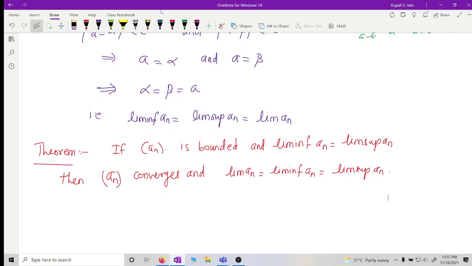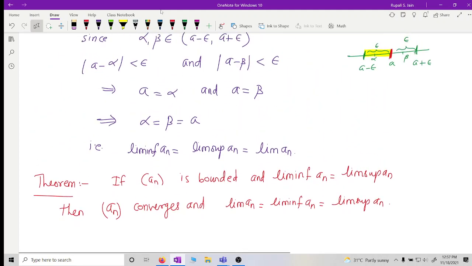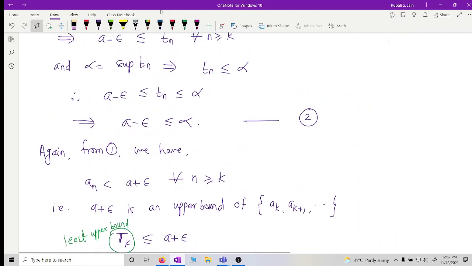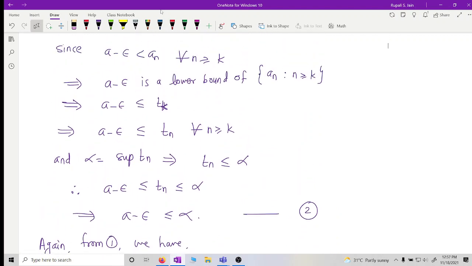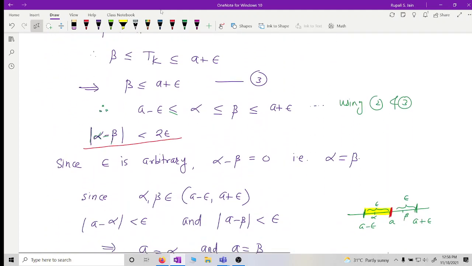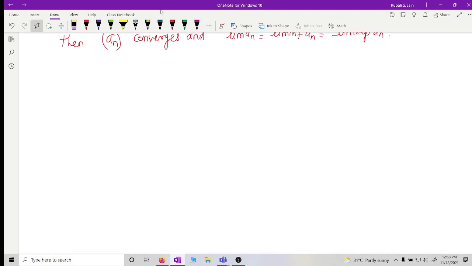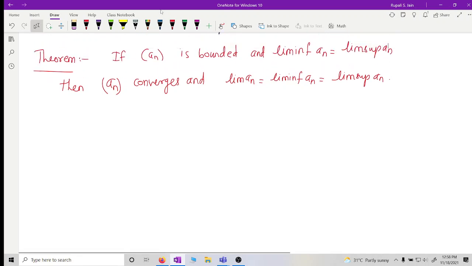Is that okay? So in the first part, the sequence need not be bounded. But for the second part, if we assume it is bounded, then it is vice versa, like the converse is also true. Is it okay, this statement? So quickly we will do this.